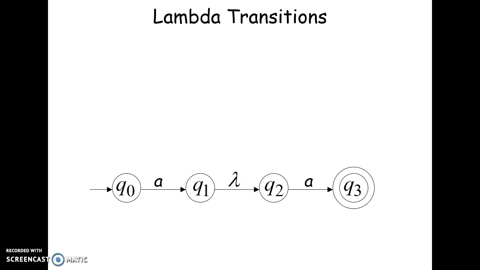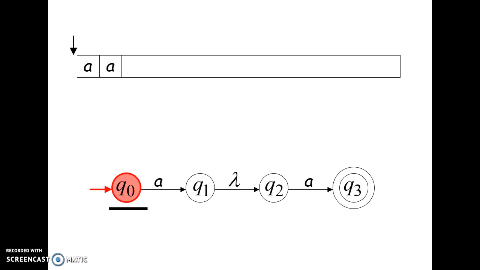So Q0 is your starting state. The NFA is something like this, that from Q0 you go to Q1 with an A, from Q1 you go to Q2 with a lambda, and Q2 to Q3 is led by an A. Now if your input string is AA, let's see how it traverses over this particular NFA lambda. So you read A, you go from Q0 to Q1.